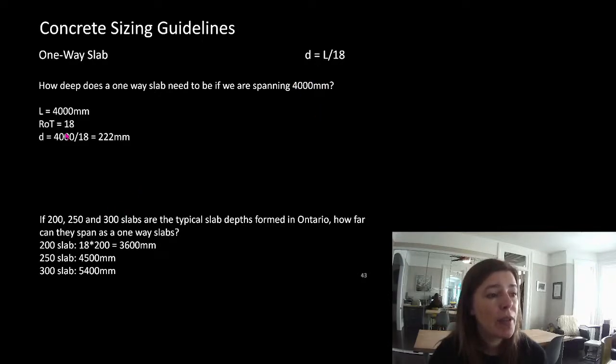Okay, we've got our 4,000 divided by 18, gives us 222 millimeters. We need a 250 cast in place concrete slab. Perfect.